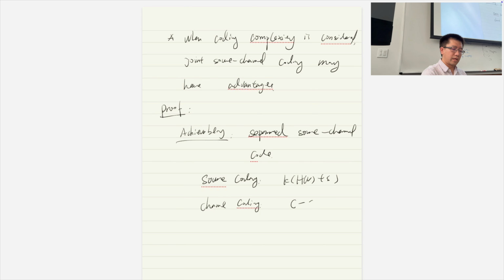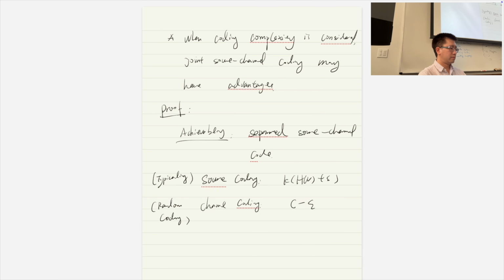Right, it's C minus epsilon, right? Okay, and the argument will be pretty much the same as before. For the source coding, you can just pick the typicality coding we introduced before. For the channel coding, we just use random coding, right? Source coding, we just do the typicality, and channel coding, do the random coding.